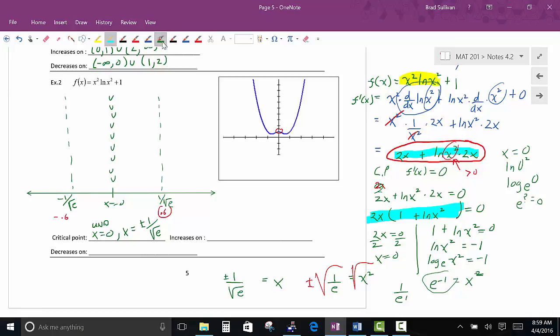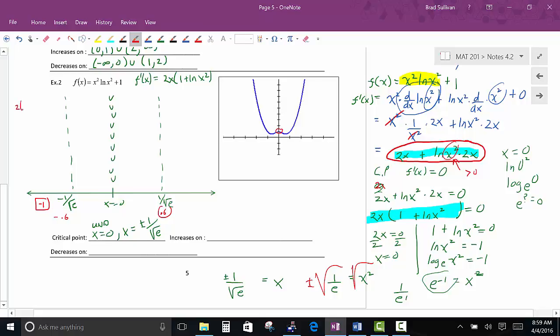So I'm going to write this here. Our derivative f prime of x is 2x times (1 plus ln of x squared). When you're doing sign charts, you want to try to do things a lot in your head because it'll save you a lot of time. So let's take a test point that's below negative 0.6, and let's make it, how about -1? Okay, let's use that.